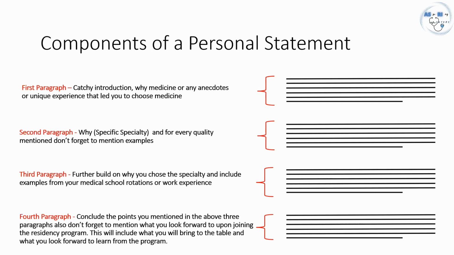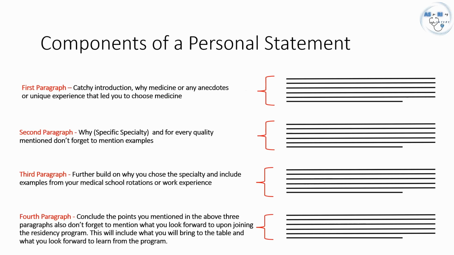So maybe you can start off with your hobby, for instance, and then mention why that led you to choose a specialty, or why that led you to become a physician in the first place. So the first paragraph should mainly focus on that. On the second paragraph, if you didn't mention it in the first paragraph, this is when you should start to mention why you chose that specific specialty.